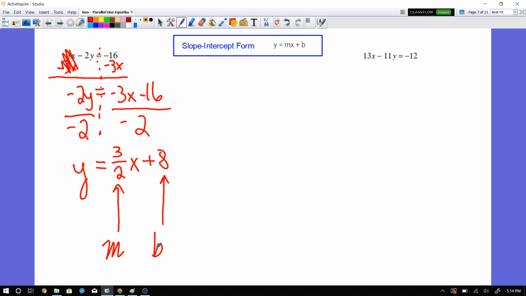This is just simply converting it from one form to another. So you're going to be given a jumble of information. It's going to say, turn it into slope-intercept form. That means get y by itself. Another example.